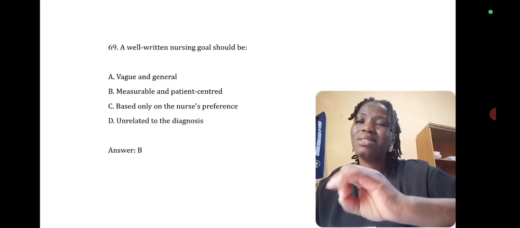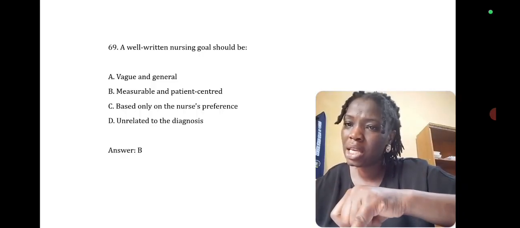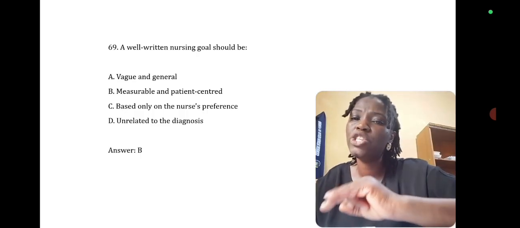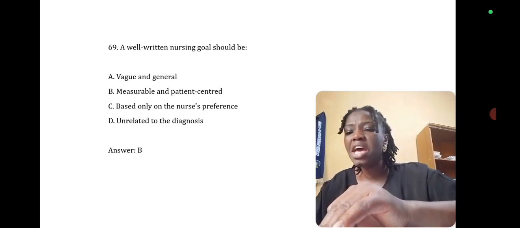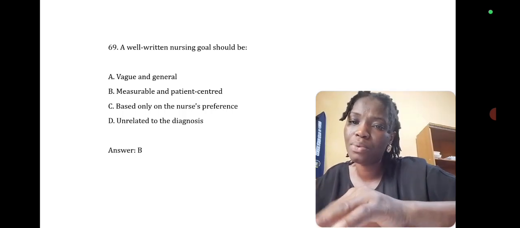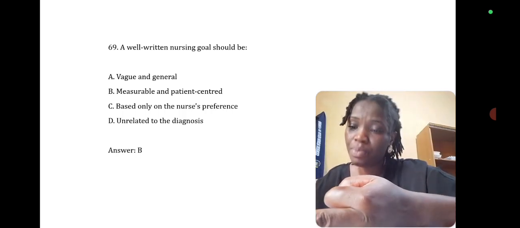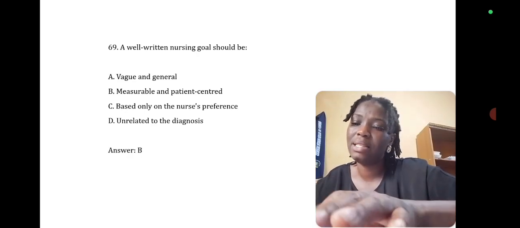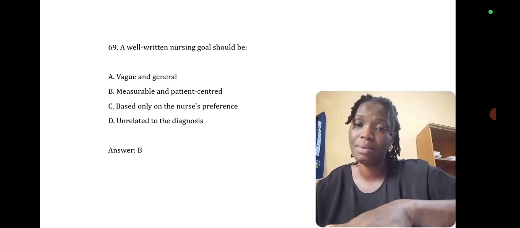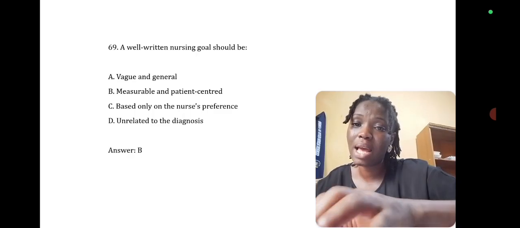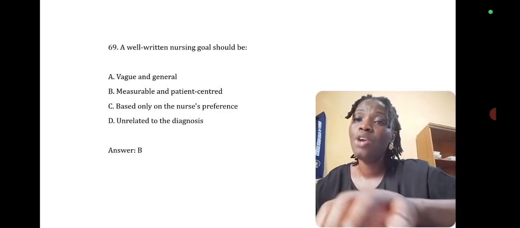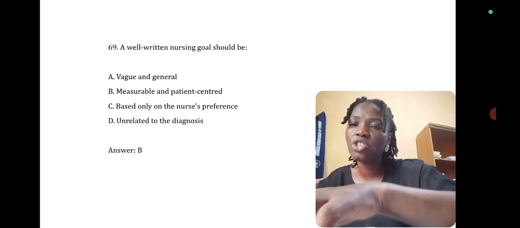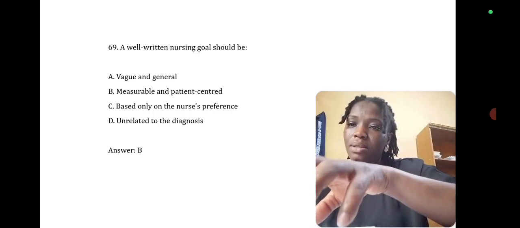SMART means S, it must be specific. M, it must be measurable. A, it must be attainable or achievable. R, it must be real or realistic. Then T, it must be timely. That is SMART. Your goal and your objective must be SMART. So it must be measurable and it must be patient-centered.